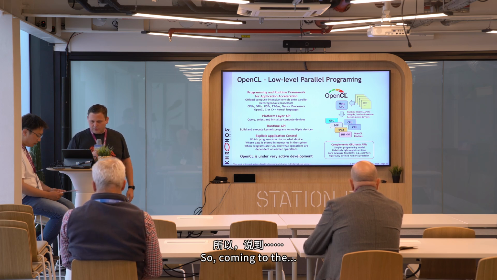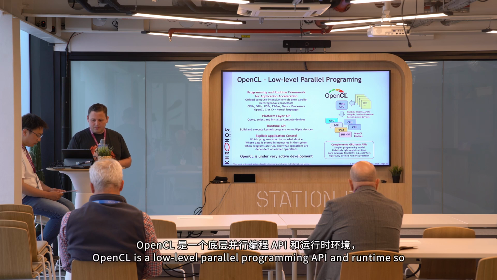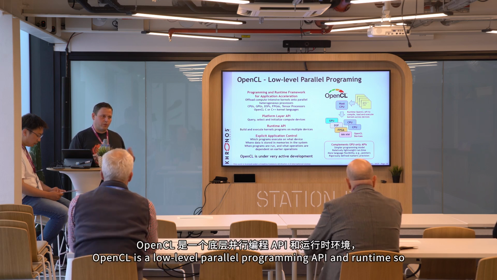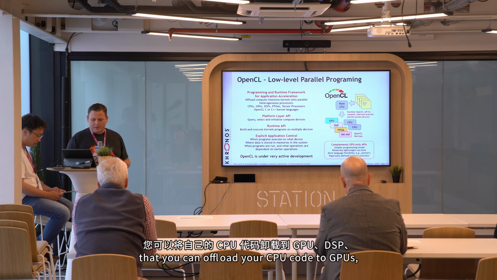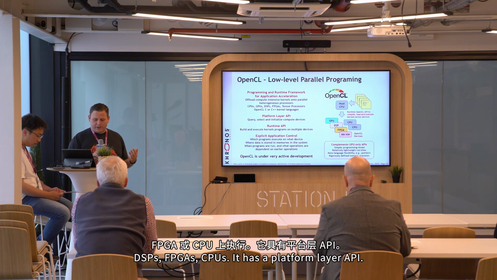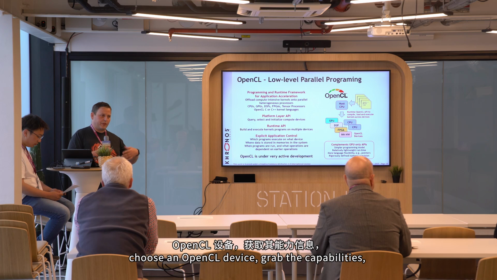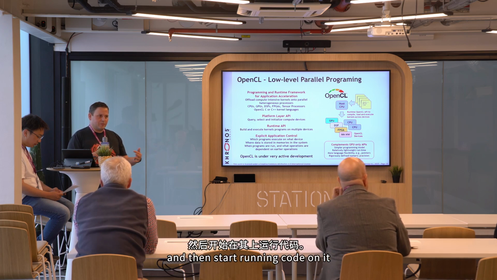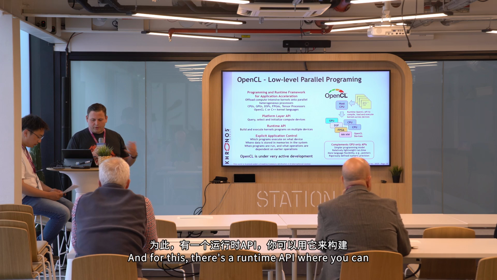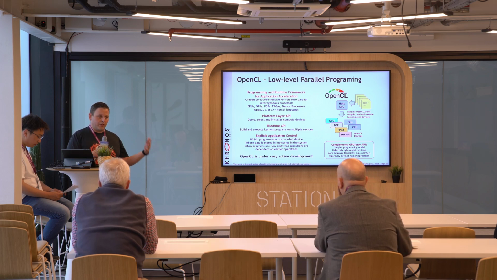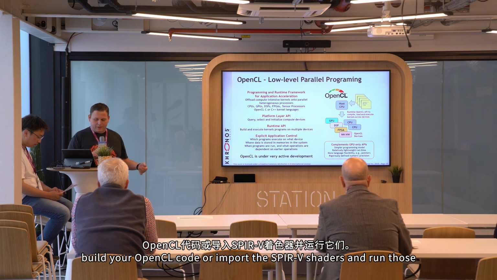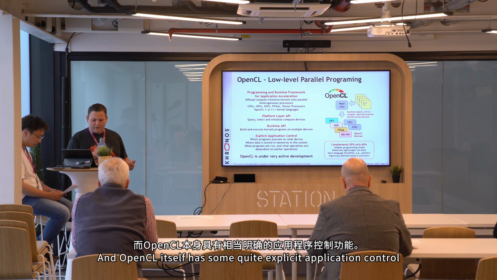So coming to the next API, OpenCL. OpenCL is a low-level parallel programming API and runtime, so that you can offload your CPU code to GPUs, DSPs, FPGAs, CPUs. It has a platform layer API. You might have multiple OpenCL devices in your system, and you need to choose an OpenCL device, query the capabilities, and then start running code on it. And for this, there's a runtime API where you can build your OpenCL code or import the SPIR-V shaders and run those.